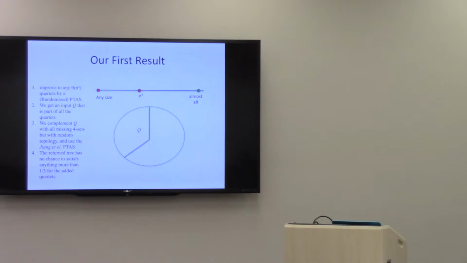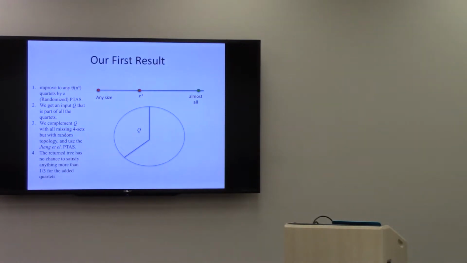This is one topology: 1, 2, 3, and 4. Can anyone think of any other topology? Okay, 1, 3, 2, and 4. Can anyone think of another topology? Still not? Okay, the last one, 1, 4, 3, and 2. So these are the topologies.